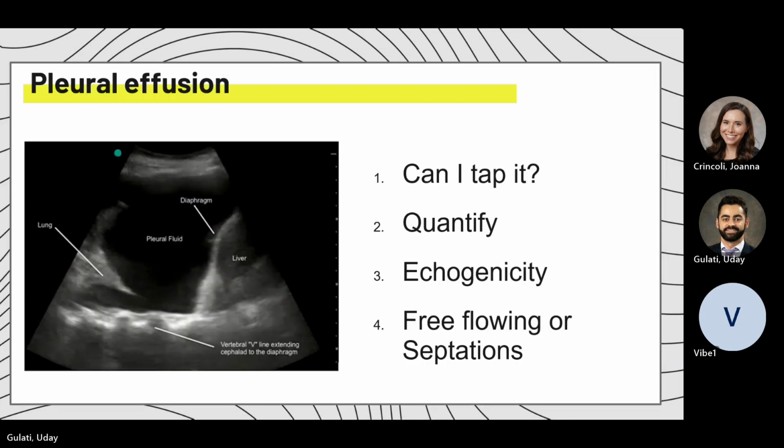In regards to pleural effusions, you could see this. This is your diaphragm, and that's your liver. There's pleural fluid, and there are different ways to characterize this pleural effusion. The question is, am I going to be able to do a thoracentesis in this patient? I want to be able to make that diagnosis. What if I told you that you could use ultrasound of a pleural effusion to try and differentiate between a transudative and an exudative effusion?